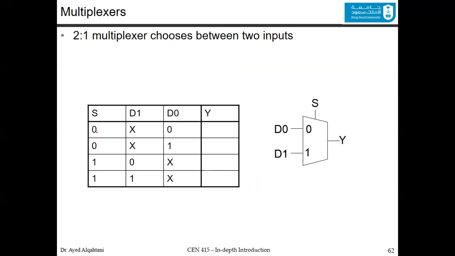So if S is 0, the output would be D0, so we will copy this here, regardless of the value of D1. Because if it is 0, you will choose this. Now if it is 1, you will choose D1 in the output. And this is the multiplexing that you studied in the logic design course.